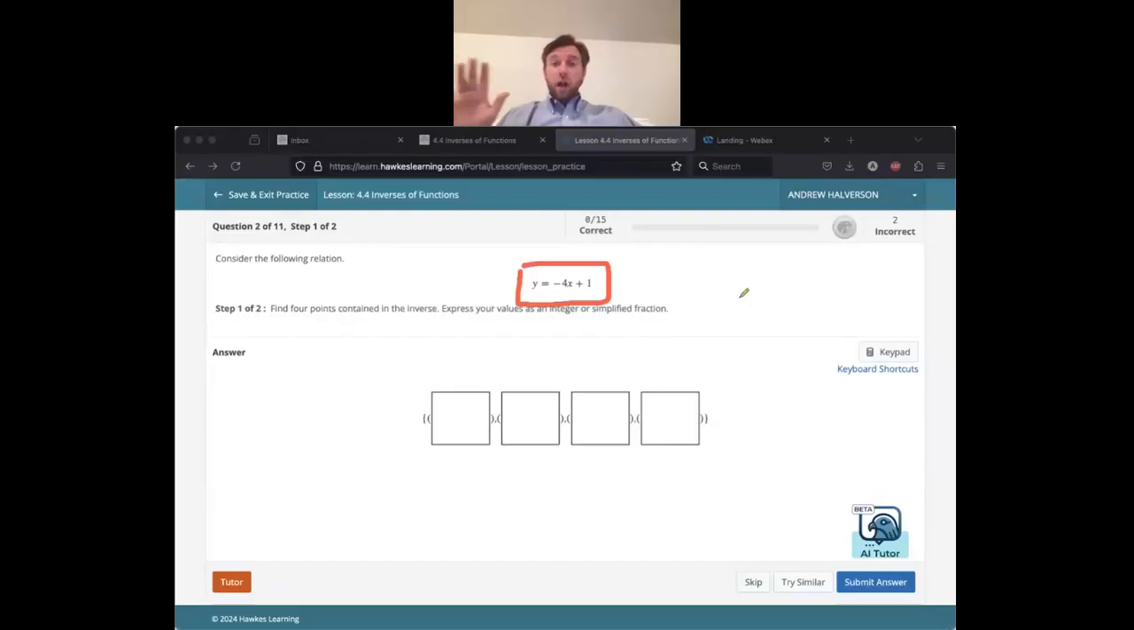Remember, this is an equation of a line. 2 variables, linear equation, okay? So how are we going to find 4 points? Remember, a line is composed of what? Ordered pairs. How did we find ordered pairs when dealing with an equation like this?